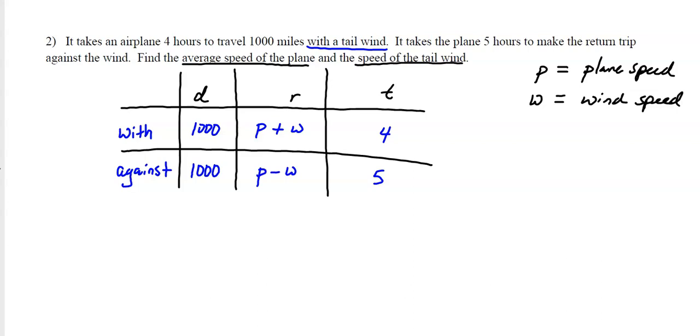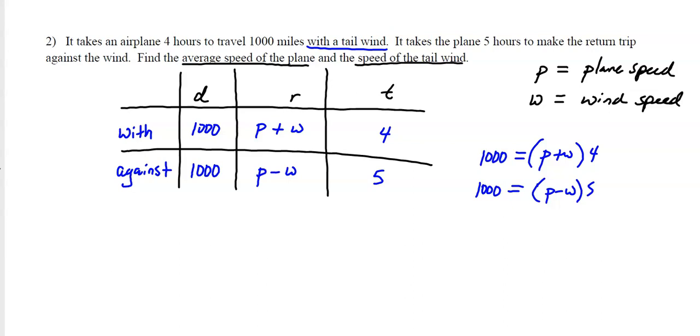So again, I have an equation set up. And basically I have 1,000 equals P plus W times 4. And then I have 1,000 equals P minus W times 5.